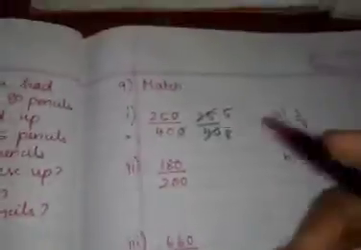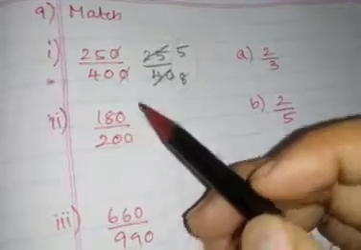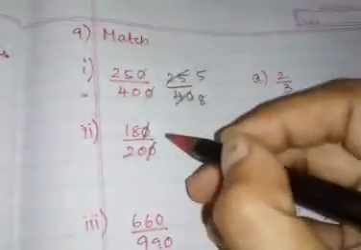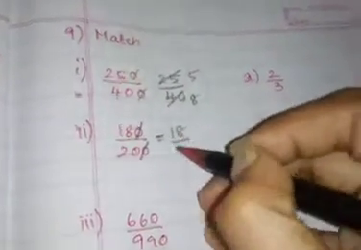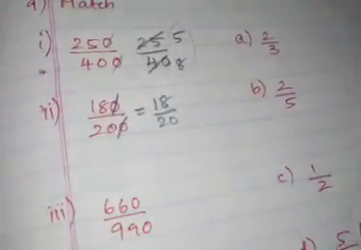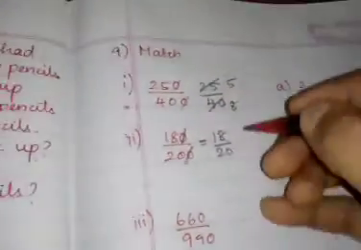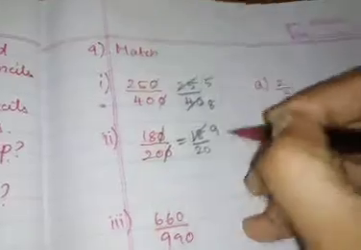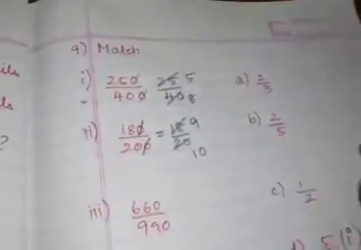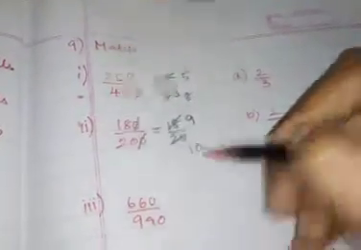Next, I am going to do the simplest form for this value. 0 0 cancel. So what am I getting? 18 by 20. 18 by 20 again you can cancel it, right? So 2 table, 2 9s are 18, 2 10s are 20. But 9 by 10. 9 by 10 is there? Yes, here it is there. So here second question. Like this you should match it.